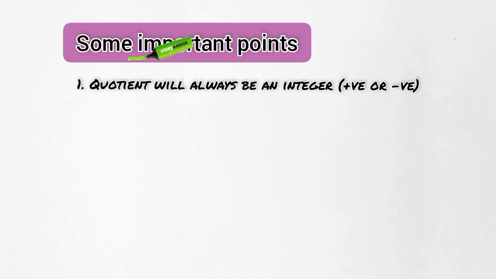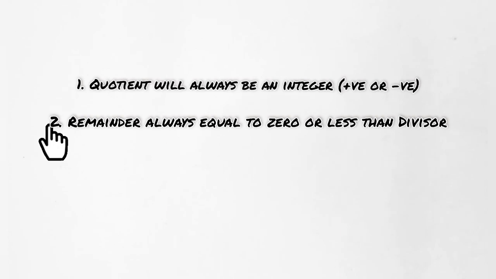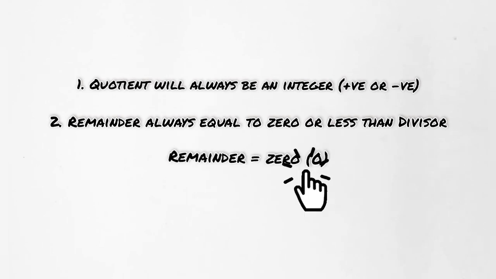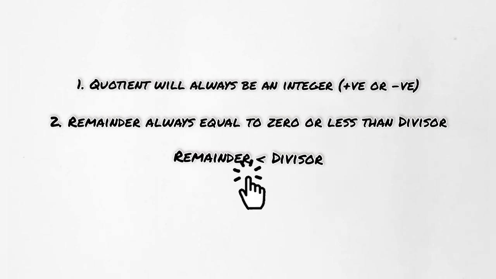So first point, the quotient is always an integer. Whatever the quotient will be, it must be an integer, positive or negative number. Second important point, the remainder is either equal to 0 or less than the divisor. See, if the remainder is not equal to 0, then in that case the remainder is less than the divisor. Whatever number we are using as a divisor, the remainder is always smaller than that.